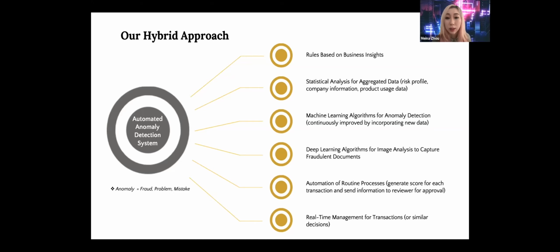And after collecting those business insights, we will start to conduct a bunch of exploratory or statistical analysis on the aggregated data. For a fraud detection problem, the data sources we will be using would include the risk profile for their clients, the company information for their client companies, product usage, and all the other related data, if you think that will be relevant to the fraud detection problem. And after we collect, aggregate, and perform the EDA on the aggregated data, we will start to conduct machine learning algorithms for the anomaly detection.